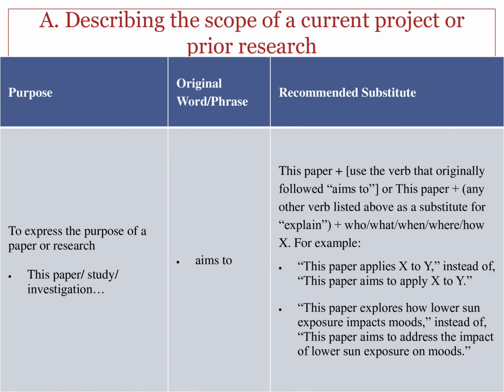Now let's have a look at some of the substitutes that can be used instead of common words or phrases while writing a research paper. First point, describing the scope of a current project or prior research. Usually, we write this paper or study or investigation aims to. To avoid the usage of aims to, we can say this paper applies X to Y, instead of writing, this paper aims to apply X to Y.